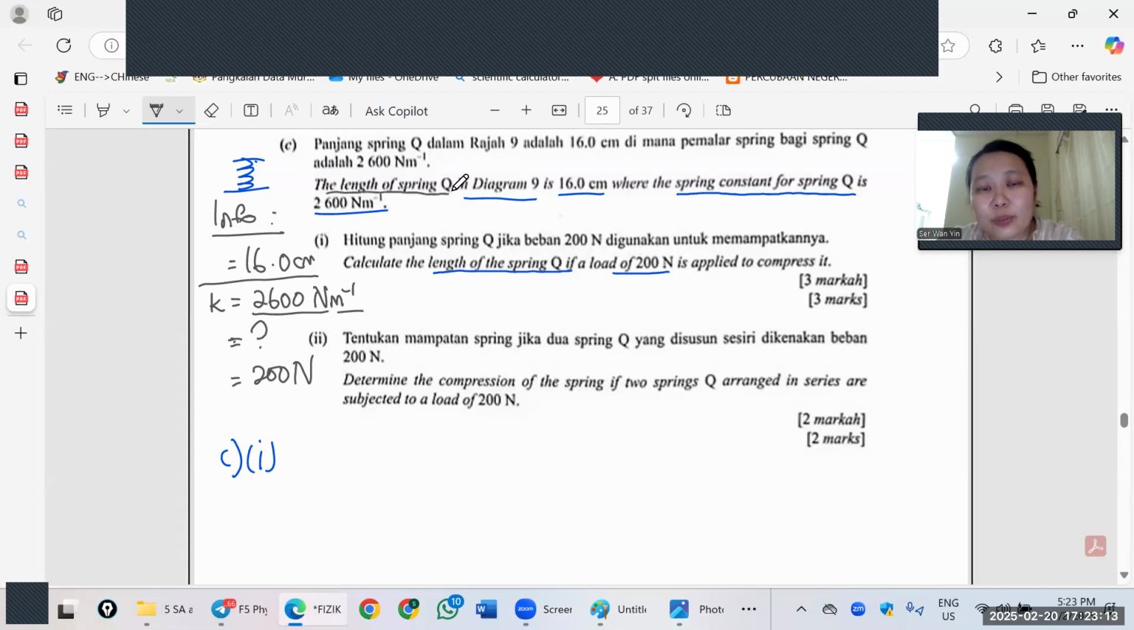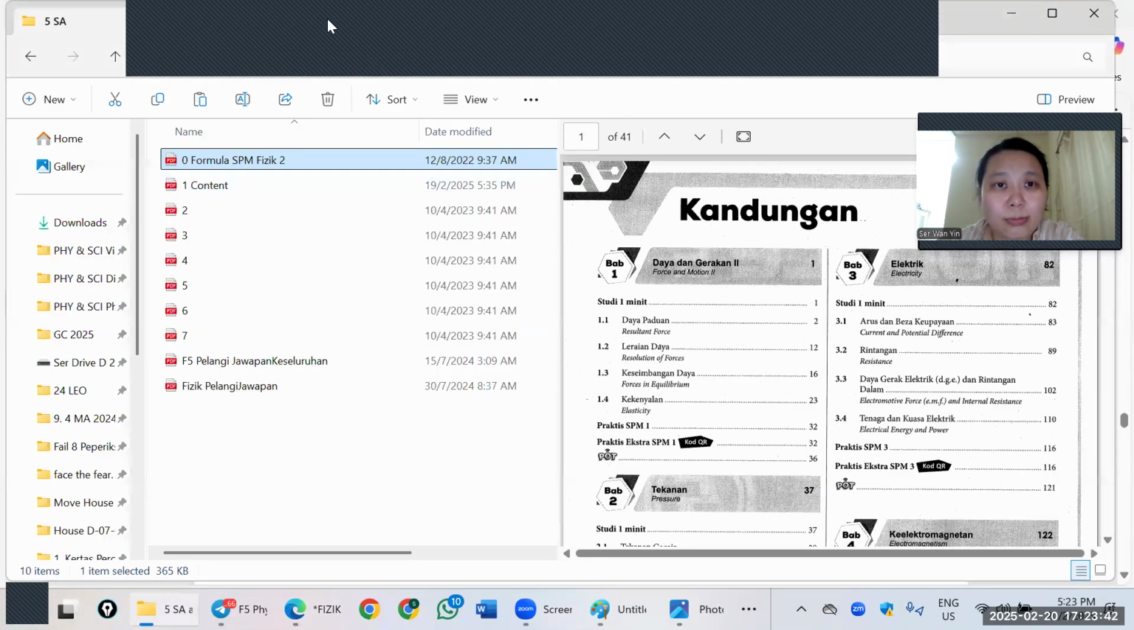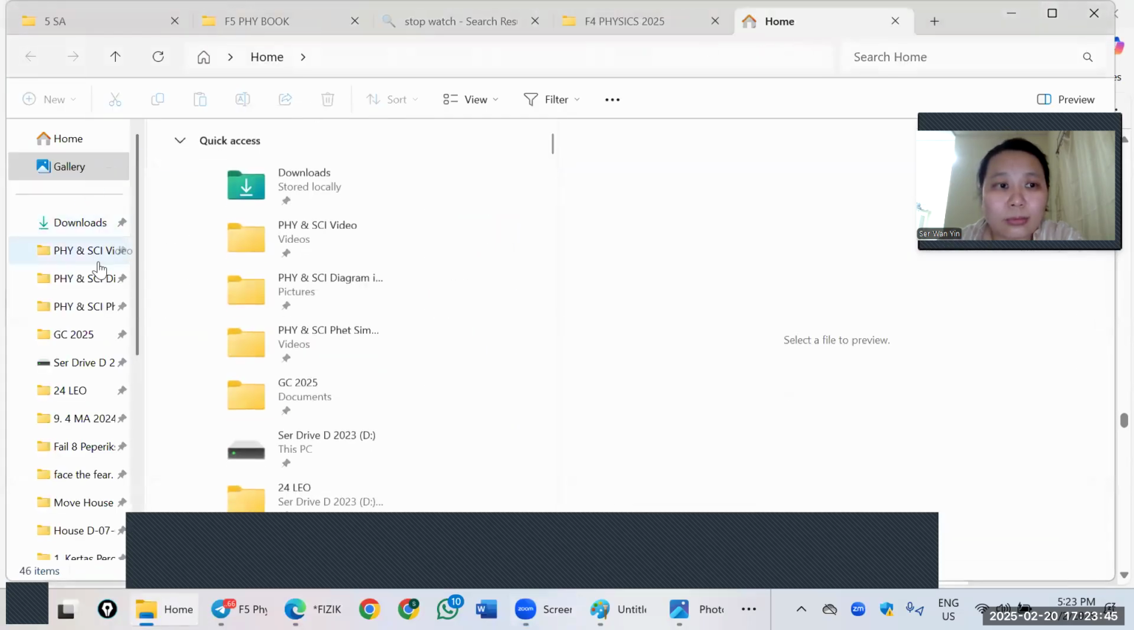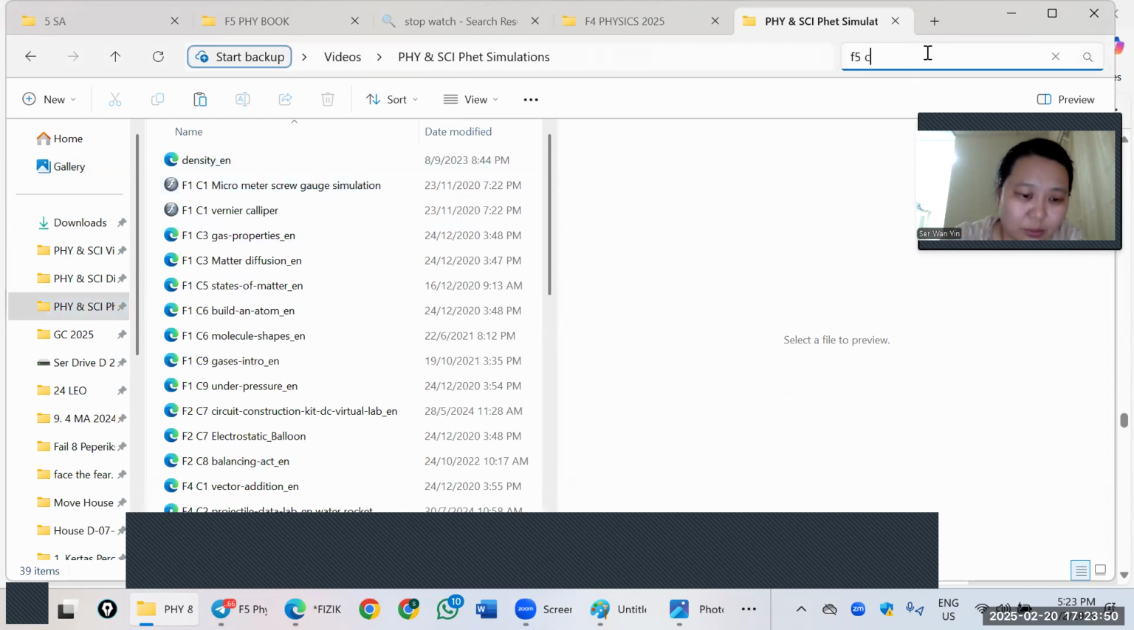Okay, the length of spring Q. So actually this is the original length. Then, load 200 Newton actually is a force. So what do they want? They want the length of the spring Q. So means length 1. You will understand better after you do the experiment.